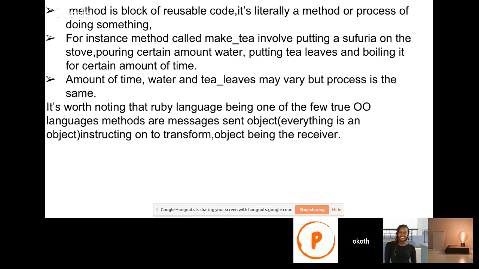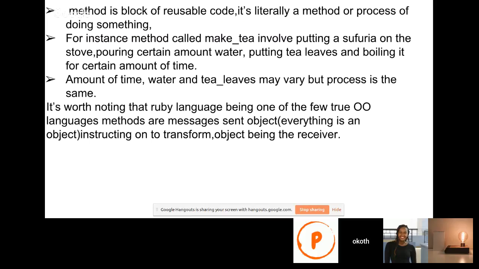The only thing which will vary maybe is the size of the sufuria, the amount of water, the amount of tea leaves, and the time of boil. I mean the amount of time for boiling. That's the only thing which will vary, but the process remains the same. So that process which remains the same is what we call the method.